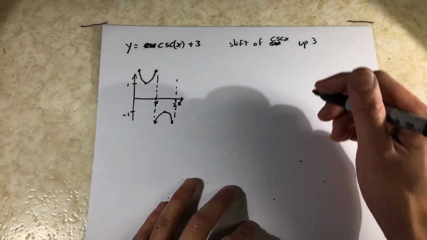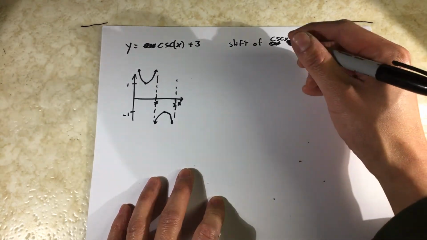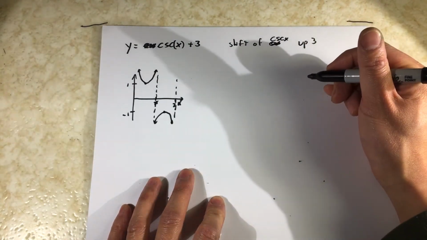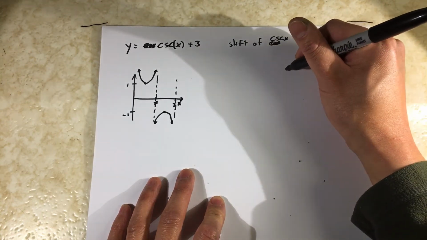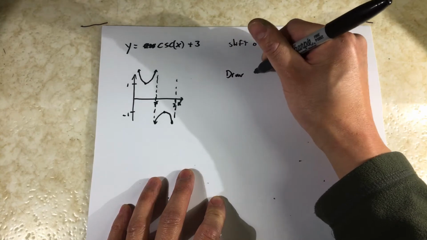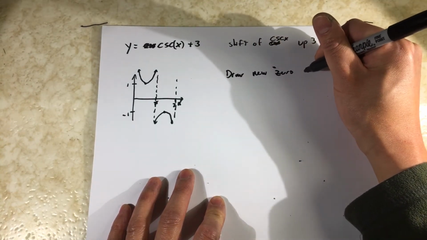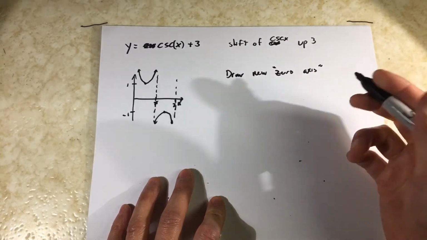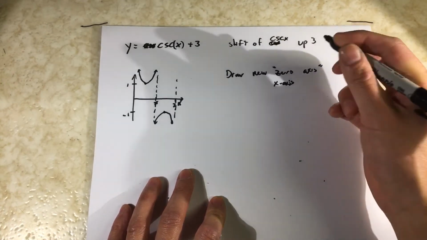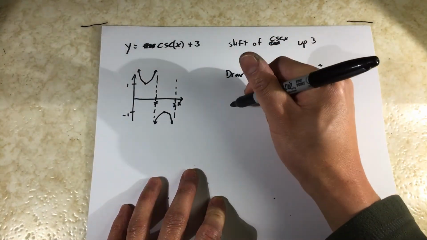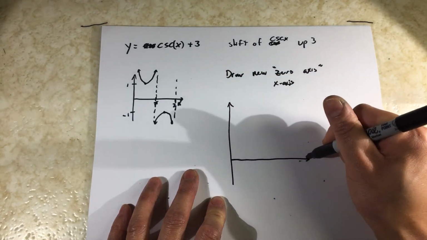All right, so again, we want to shift it up 3. So how do we shift it up 3? The strategy that I use is that I move the 0 axis. So I draw a new 0 axis. All right, and that's basically new. Maybe I should say x-axis, but it's not really the x-axis. I'll show you. It'll make more sense when I draw it. So our regular axis goes like this.